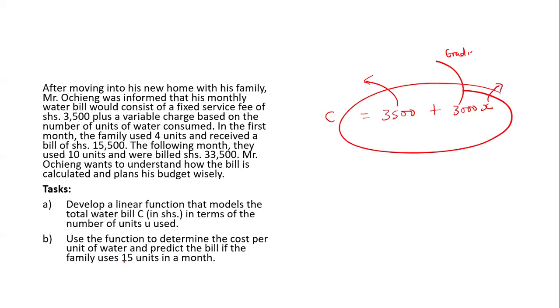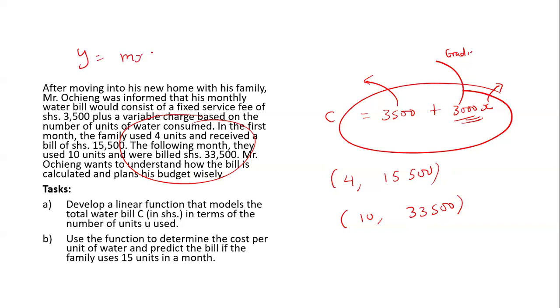In other words, even for this previous number we were doing here, we could have used the same approach. We could have said 4 units, they were charging this. Then also the 10 units here, it is now 33500. Now, what is this constant rate, which is the C? From here, y is equal to mx plus c.